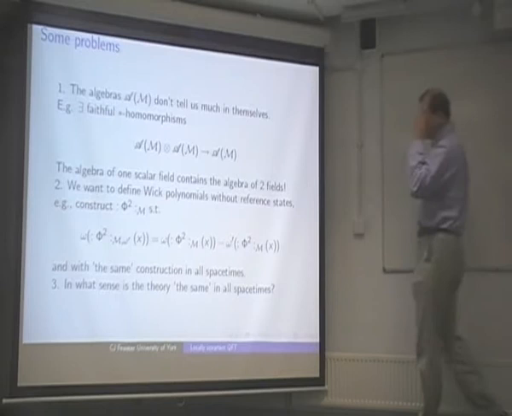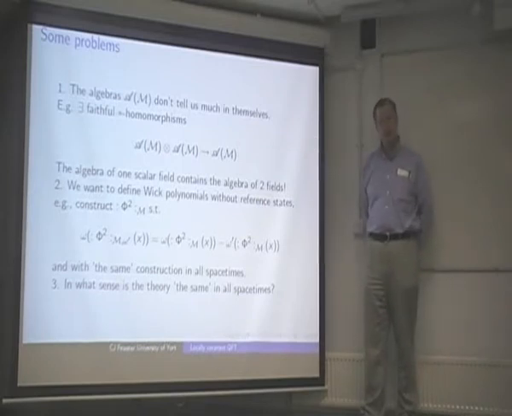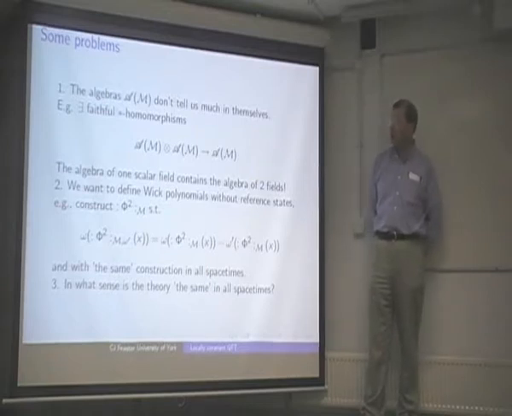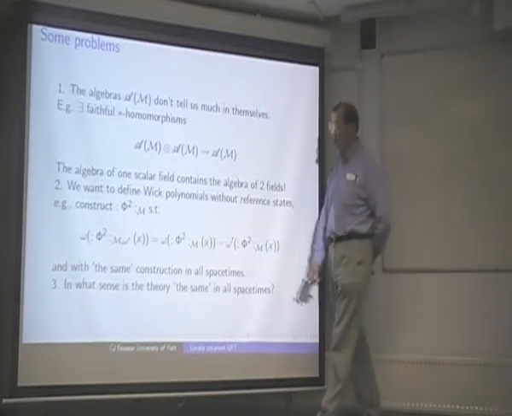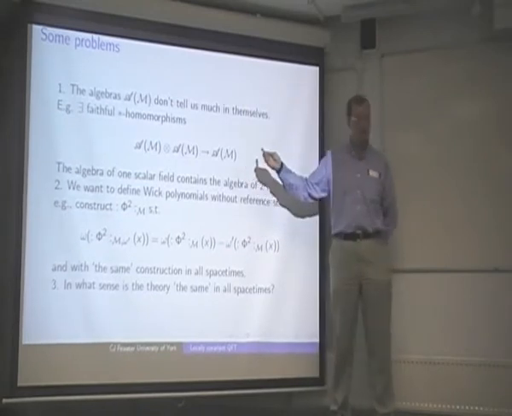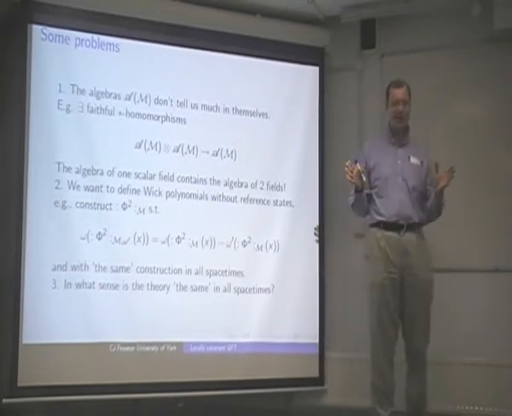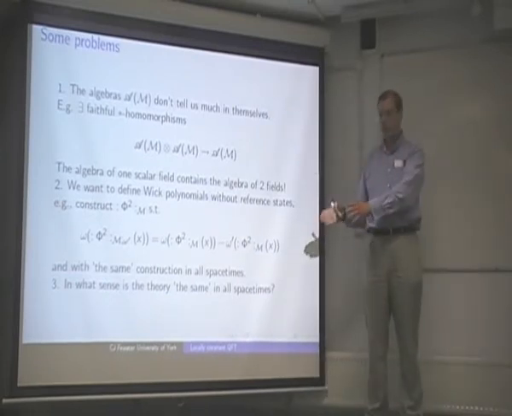Now, there's quite a lot missing from what I've just told you. And one of the problems is that these algebras by themselves don't tell you very much at all. One of the peculiarities is, for example, I can construct a faithful star homomorphism from the tensor product of this algebra, this Klein-Gordon algebra, with itself, back into itself. Okay, now this is the algebra of two fields. So I can somehow embed the theory of two fields inside the theory of one field.